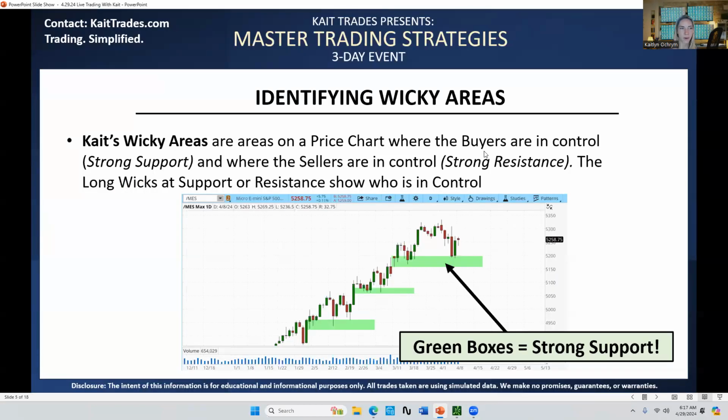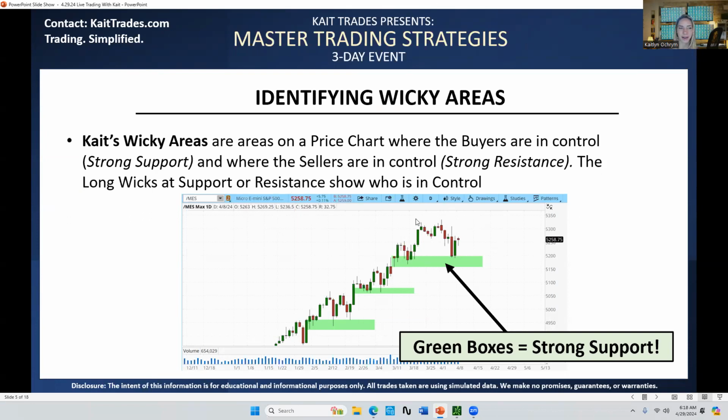Just to briefly go over wicky areas, I know not all of us were able to attend the Master Trading Strategies 3-day event, but I just wanted to briefly go over this for the new students in the class who weren't able to attend, and explain what those wicky areas are in more detail. So, identifying wicky areas: wicky areas are areas on a price chart where the buyers are in control, strong support, and where the sellers are in control, strong resistance. The long wicks at support or resistance show who is in control.